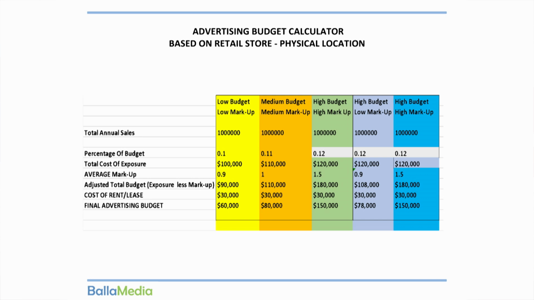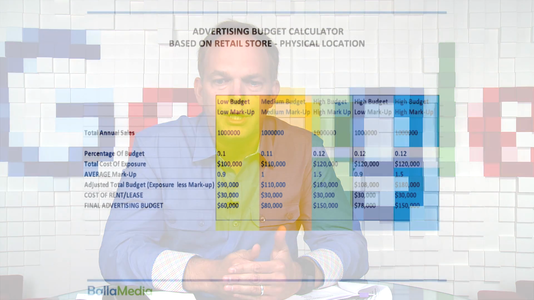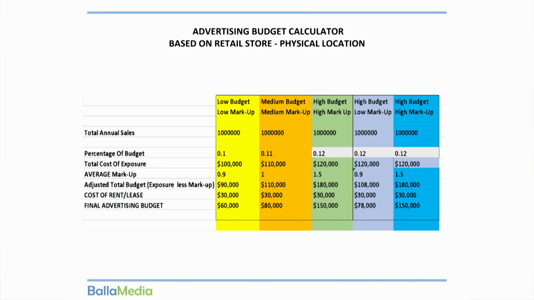Once again, we're taking the same percentage of budget in those last two columns, 12%. You're coming out with the same total cost of exposure of $120,000. However, the difference is that your adjusted total budget is $108,000 with a low markup and $180,000 with a high markup, and your total cost of rent is $30,000. That remains the same, but the bottom line difference is huge.